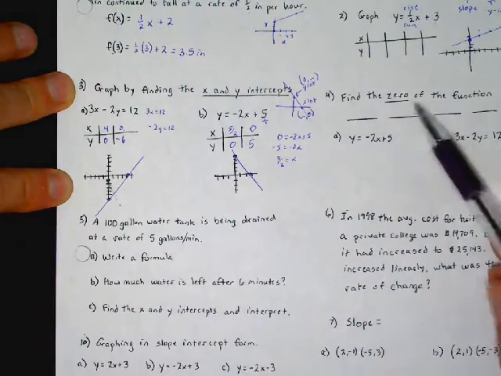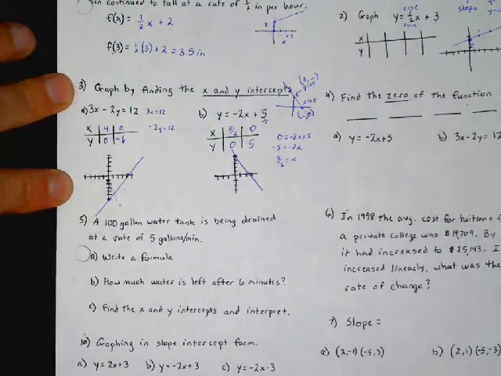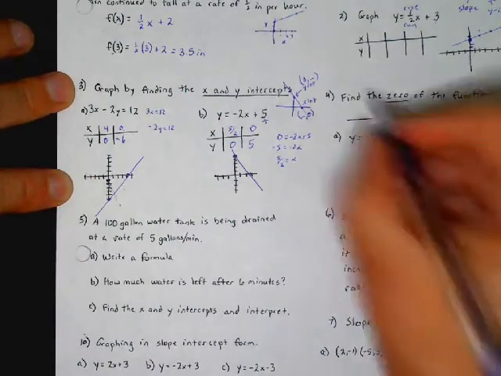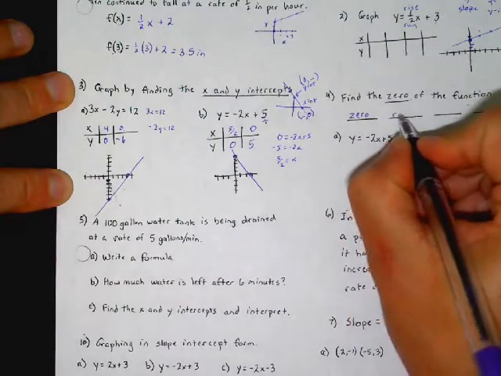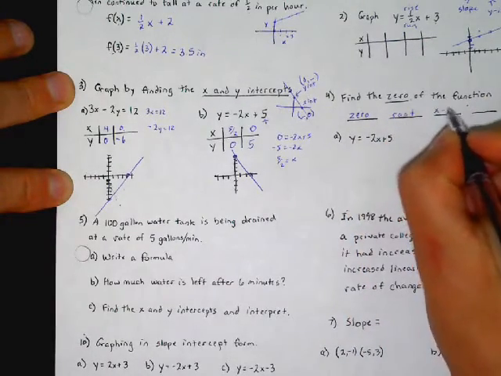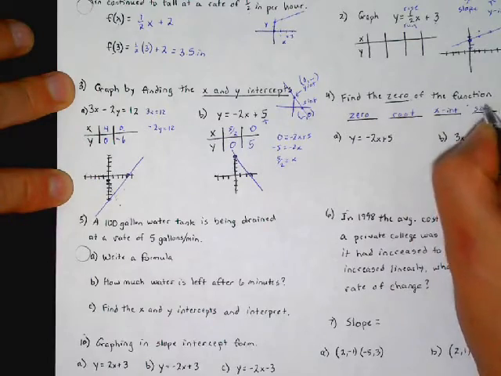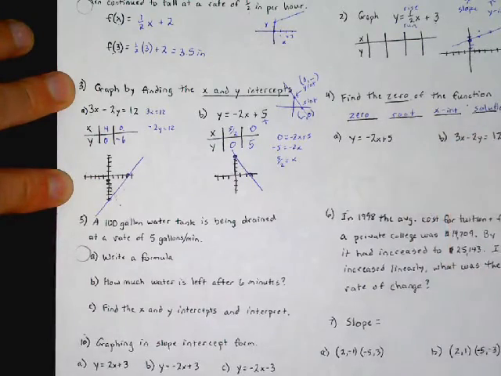The 0 of a function. If you remember back in Algebra 2, the 0 is the same thing as the root, or the x-intercept, or the solution to the problem.